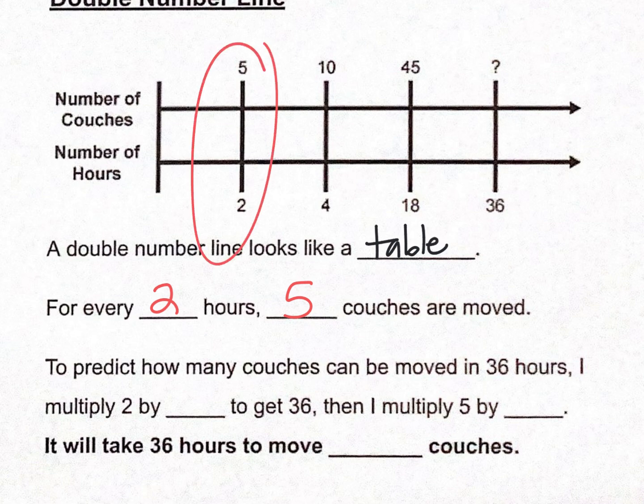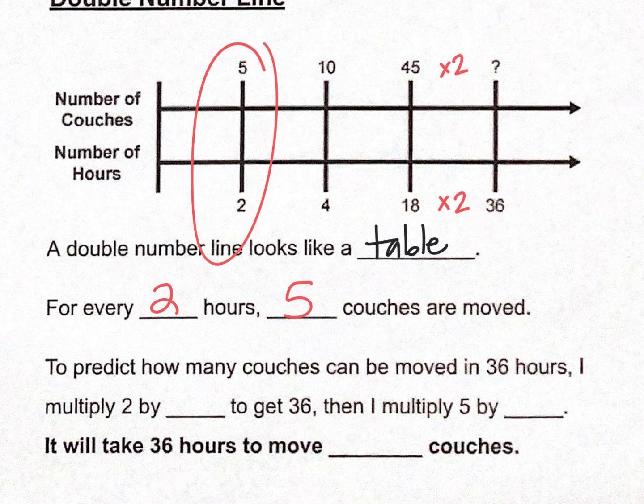So if I'm trying to predict how many couches could be moved in 36 hours, 90. Notice what my pattern is down here. How am I increasing each time? I have to multiply 2 by 18 to get to 36. So you have to find that pattern to get from here to here. Here I did from 2 to 4, I multiplied by 2. They skipped a whole bunch in between. Then they went to 18 and then to 36. So how do I get from 18 to 36? I times 2.